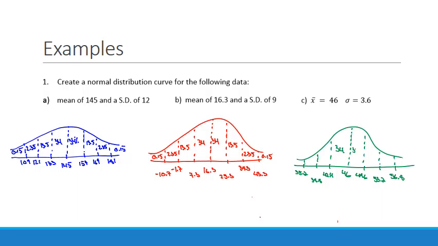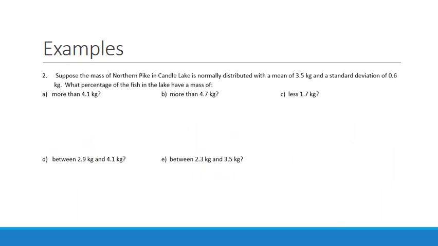Okay, and I have all the same percentages. 34, 34, 13.5, 13.5, 2.35, 2.35, and then 0.15 and 0.15. So that part didn't change, right? Doesn't matter what question I worked with, it didn't change. Part B, now let's actually start doing something with this bell curve.